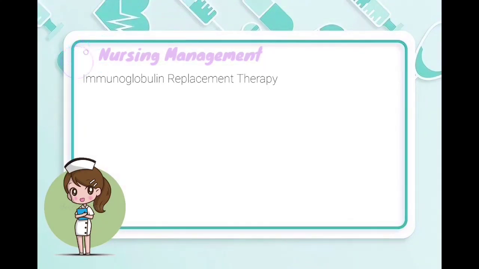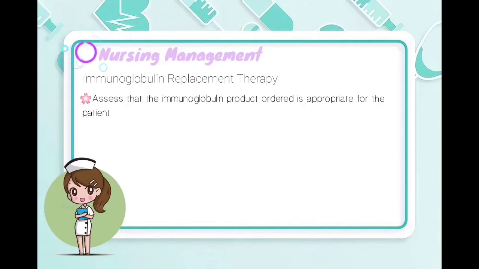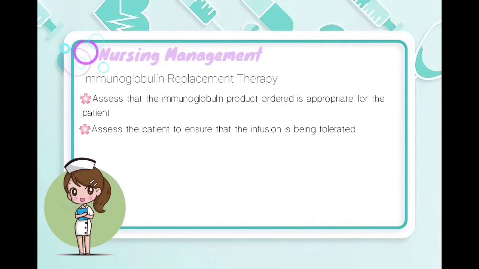In the case of the patient being on immunoglobulin replacement therapy, whether the nurse is administering an intravenous infusion or teaching patients to administer their own subcutaneous infusion, safety should always be the first priority. Nursing responsibilities for this are to assess that the immunoglobulin product ordered is appropriate for the patient. There is also a need to assess the patient to ensure that the infusion is being tolerated. The nurse should listen carefully to any complaints and be sensitive to any alteration in the patient's baseline status.